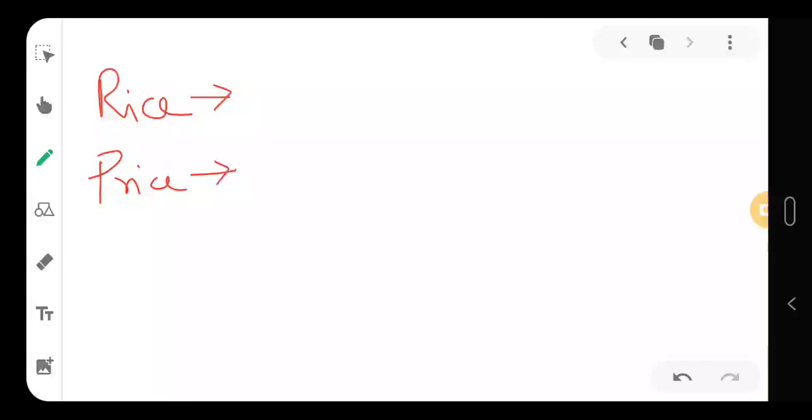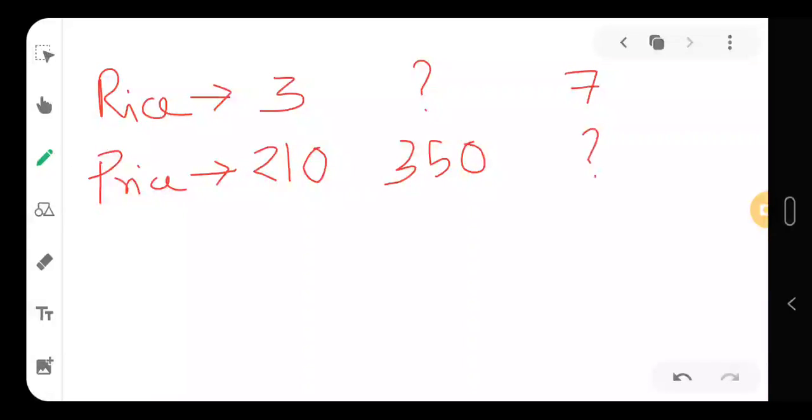So this is the amount of rice, the first one, and this is the price. Let's say 3 kg of rice costs this many rupees. Okay, let's say this is 350 and this is not given. Again, let's say this is 7 and this is not given. So this kind of question can come.